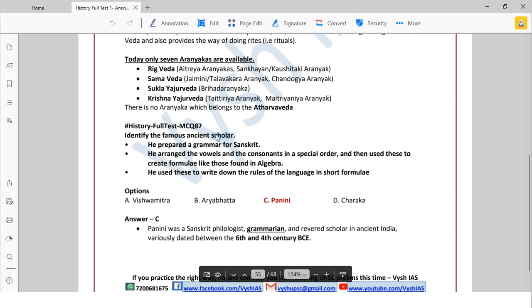Identify the famous ancient scholar. He prepared a grammar for Sanskrit. He arranged the vowels and the consonants in a special order and then used these to create formulas like those found in algebra. He used them to write down the rules of language in short formulas.